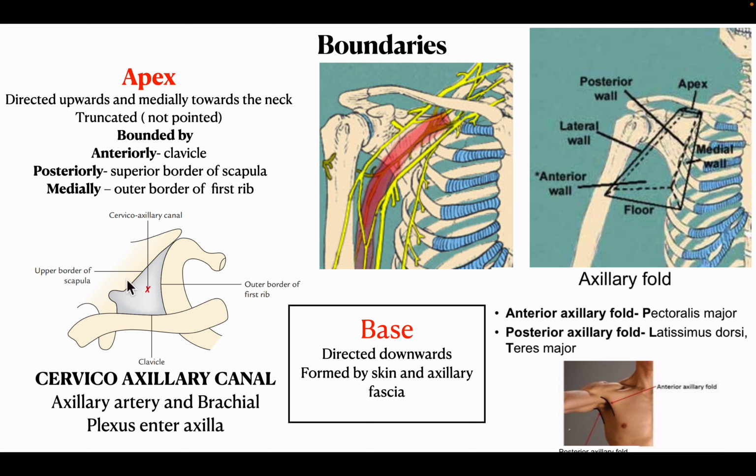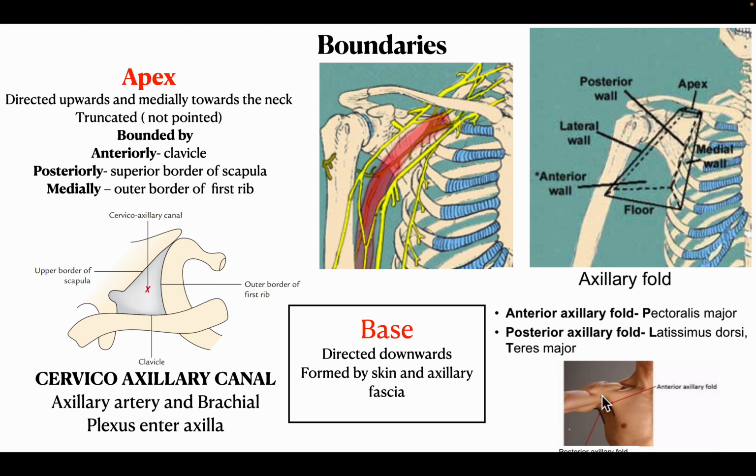This apex is also known as the cervicoaxillary canal because the neurovascular bundles pass through the apex, which consists of the brachial plexus, the axillary artery, and the axillary vein also. Now we have the term known as the base. The base is directed downwards and it is formed with the help of skin and axillary fascia.